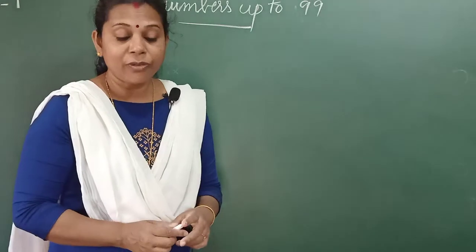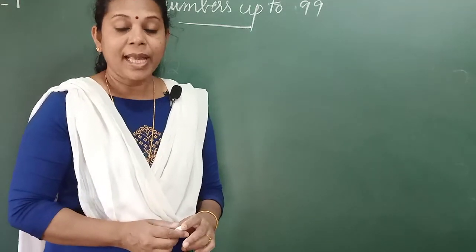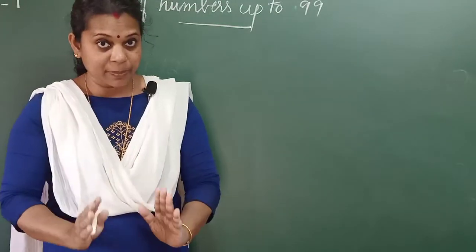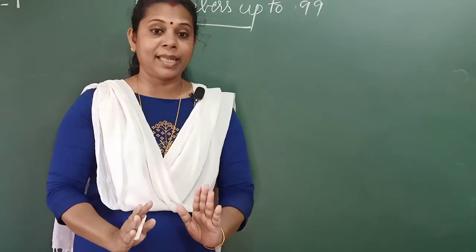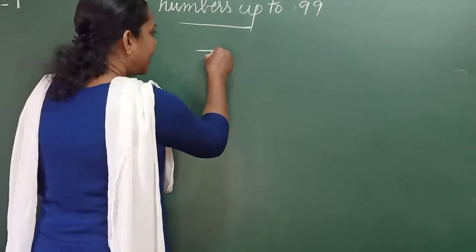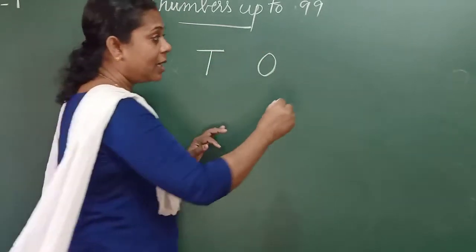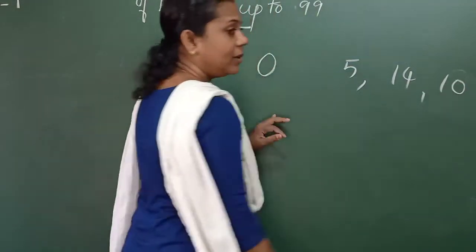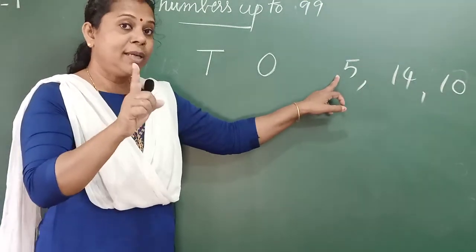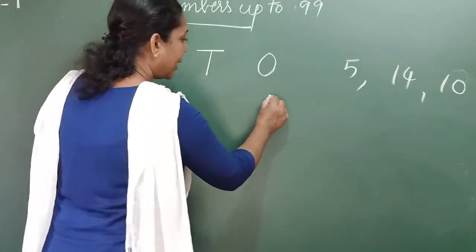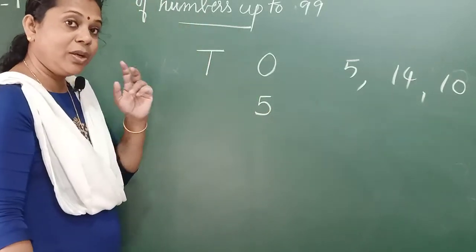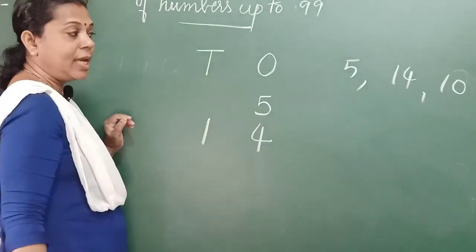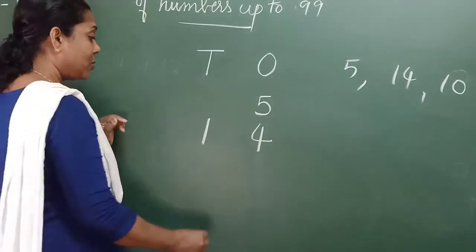First one, add the following: 5, 14 and 10. In the textbook, they have already arranged the numbers in the vertical position. So, tens place, ones place, the numbers are 5, 14 and 10. Okay, 5 has only one digit. It is a ones place digit. Then 14, 2 digits. Now the third one is 10. Again, it has 2 digits.